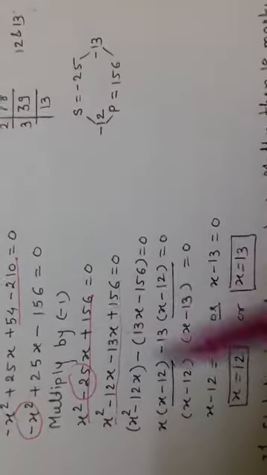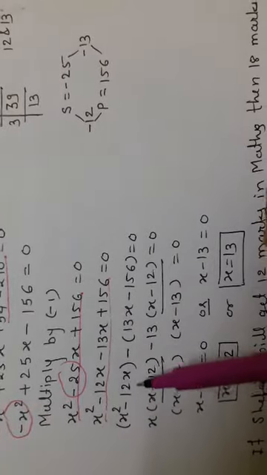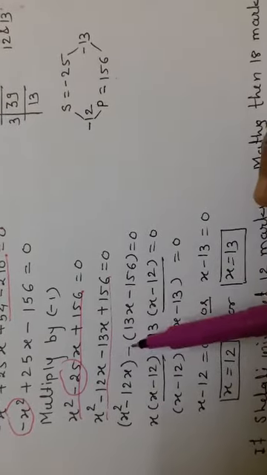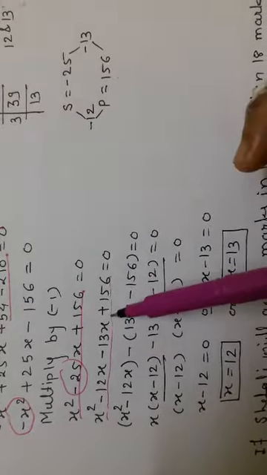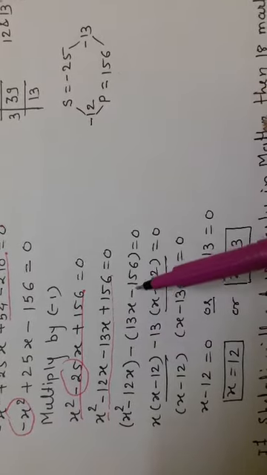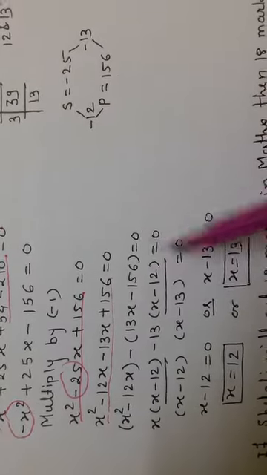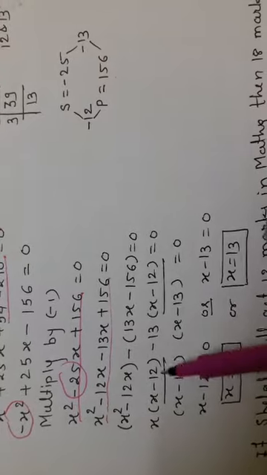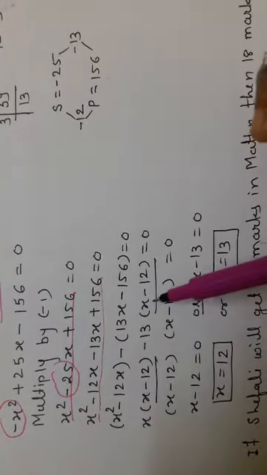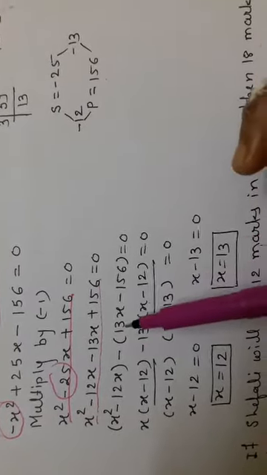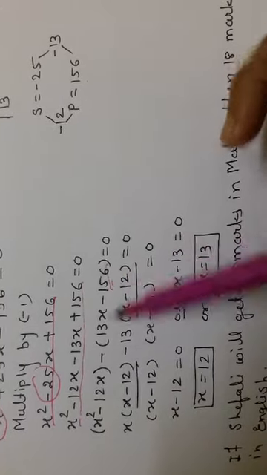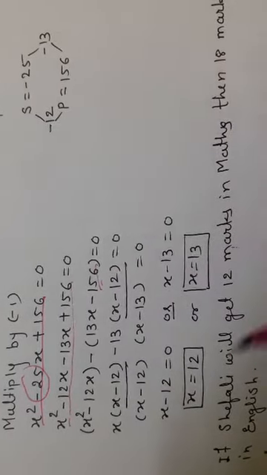What will we do in the next step? Grouping. x square minus 12x. Here minus is common in 13x. Because of this minus common, this plus will become minus 156 is equal to 0. x is common, x minus 12. Minus 13 is common, x minus 12, because 156 is divisible by 13. Minus 12, which is equal to 0.